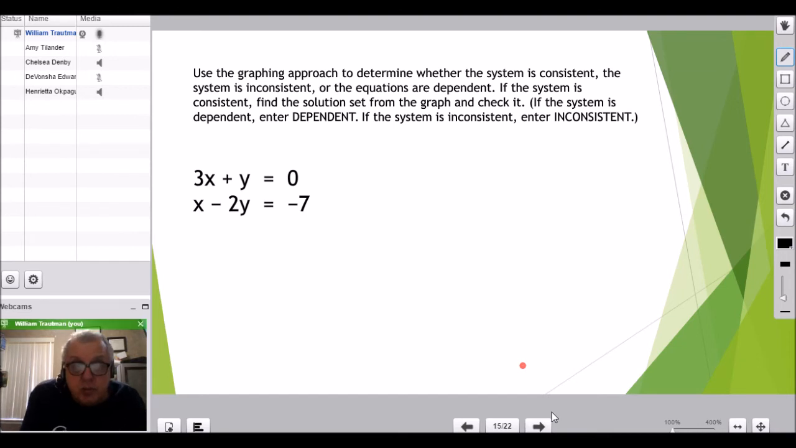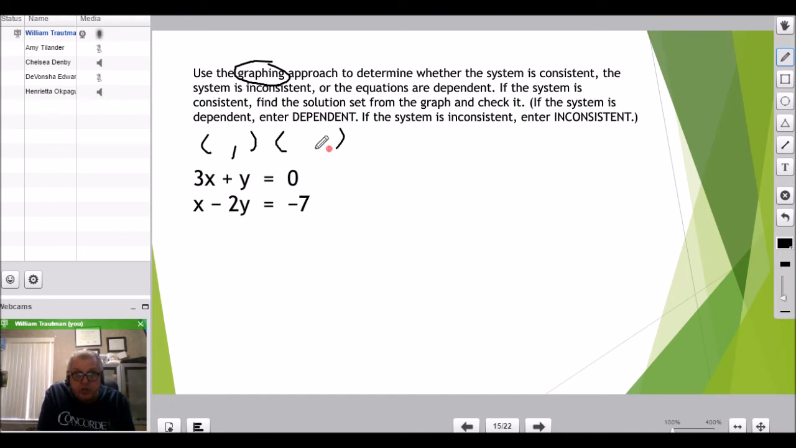Use the graphing approach to determine whether a system is consistent, the system is inconsistent, or the equations are dependent. If the system is consistent, find the solution set of the graph. If the system is dependent, I mean, yes, I know the words, but graph this and see what happens. Okay, so let's graph this. I need to graph both lines. So I need 2 points for the top equation, and I need 2 points for the bottom equation. 2 coordinates for the top equation, 2 coordinates for the bottom equation.